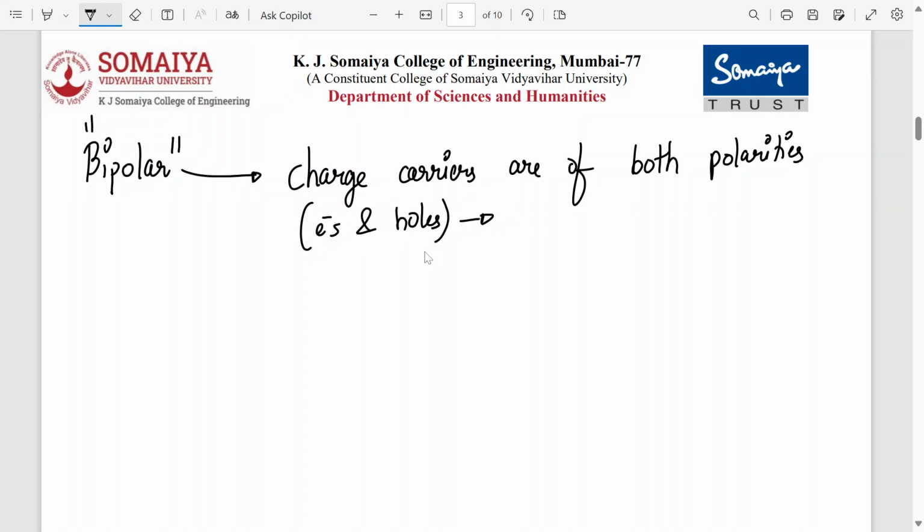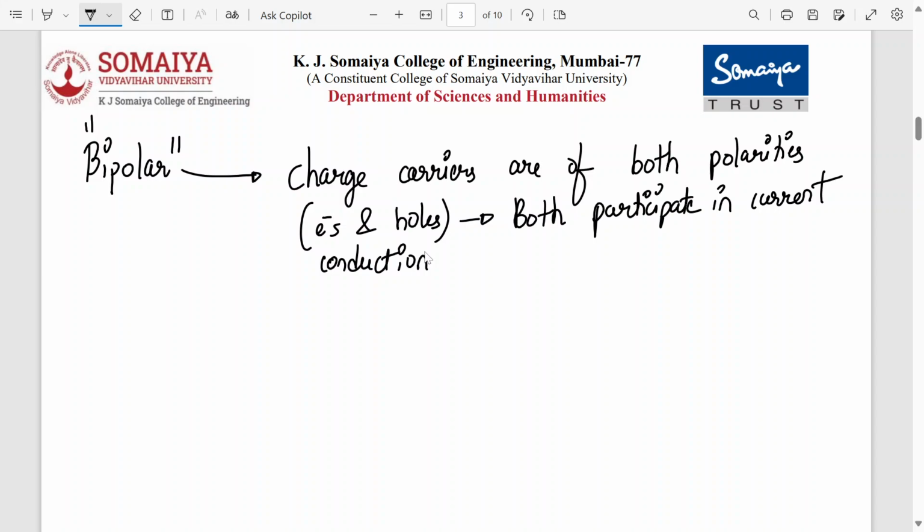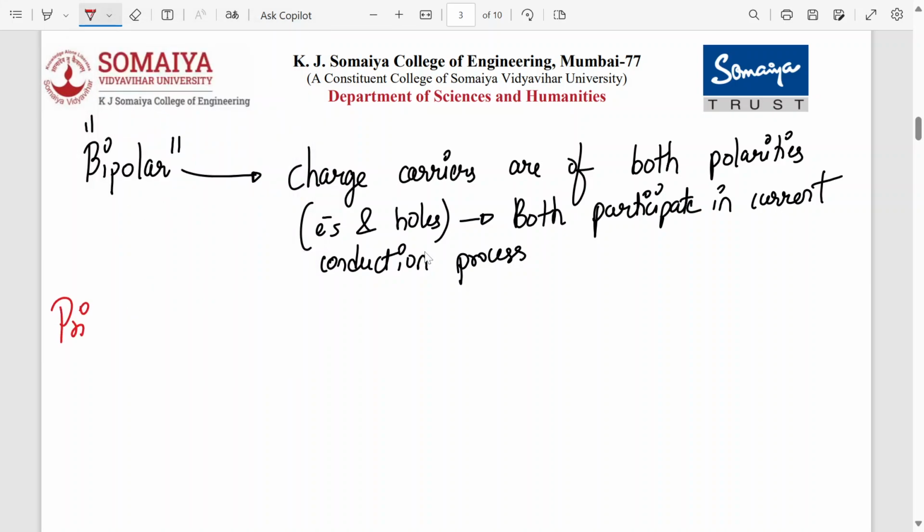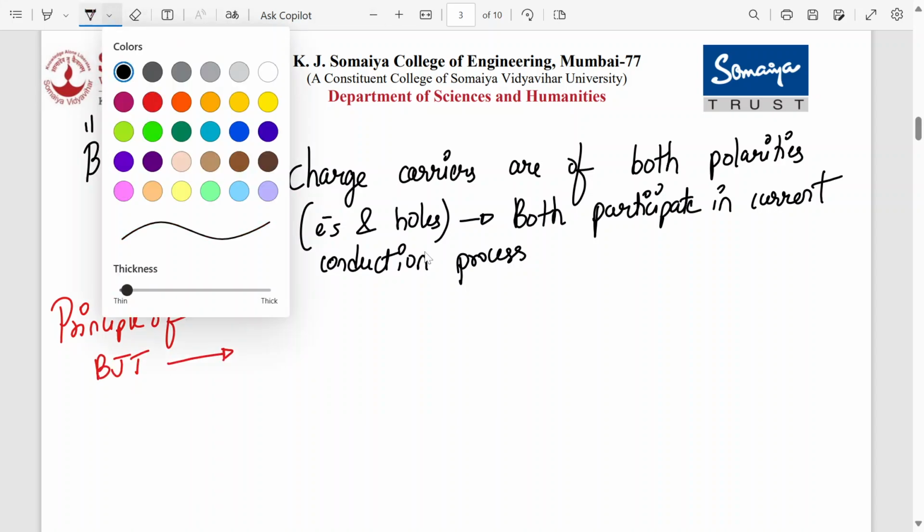Both take part, both participate in the current conduction process. So electrons and holes both take part in the current conduction process. That is the meaning of bipolar. Then we write the principle of BJT, the bipolar junction transistor.